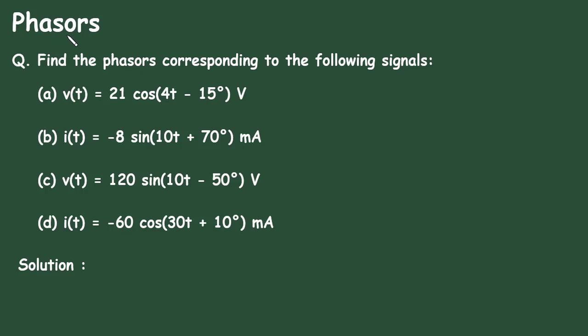In this video, we will see an example on phasors. Question: find the phasors corresponding to the following signals. So here the signals are given and we have to convert them into their equivalent or corresponding phasor form. These are given in sinusoidal form. So the solution for this will be, first we will solve this problem.